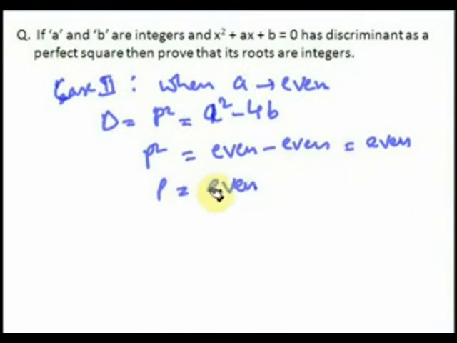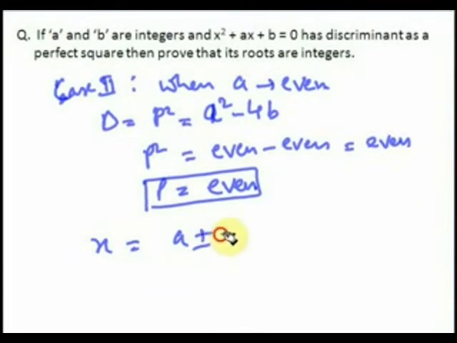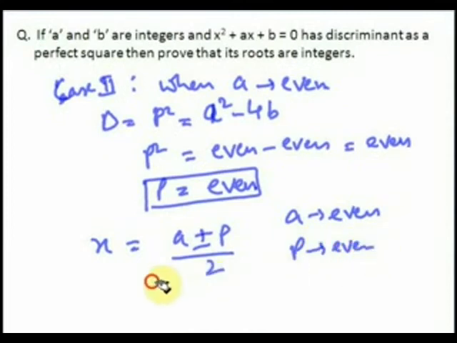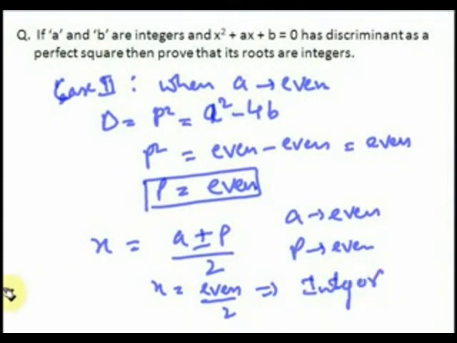So p square is equal to even. The value of p will be even. The square root of an even quantity is an even quantity. So the value of p will be even. The root is x is equal to a plus minus p upon 2. A is even, p is even, so we get x is equal to an even quantity upon 2, which will always be an integer.